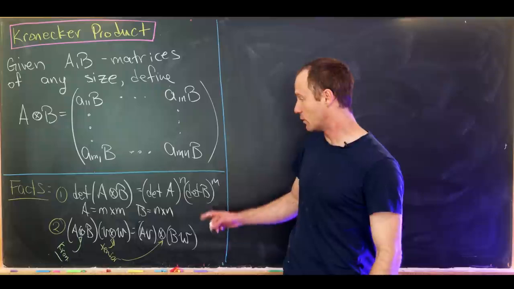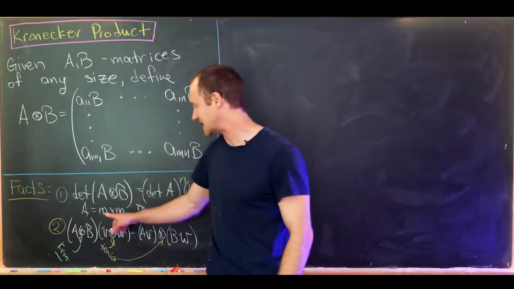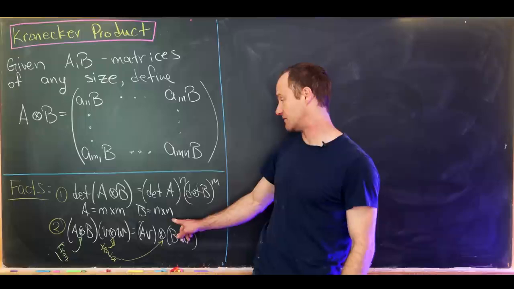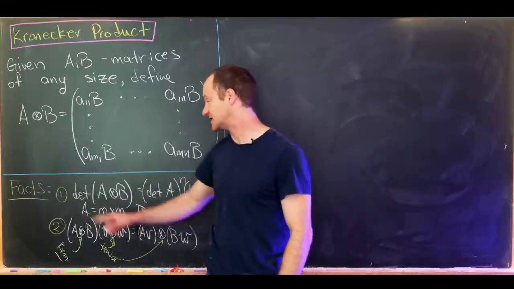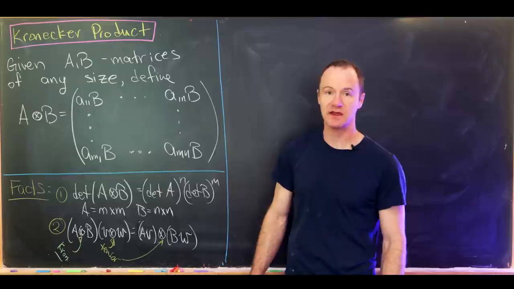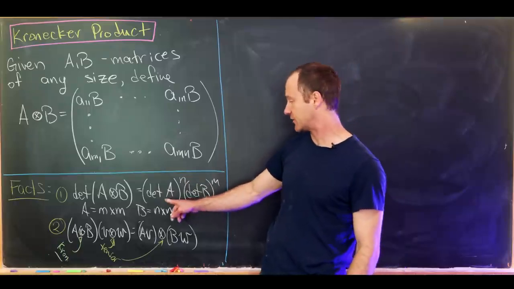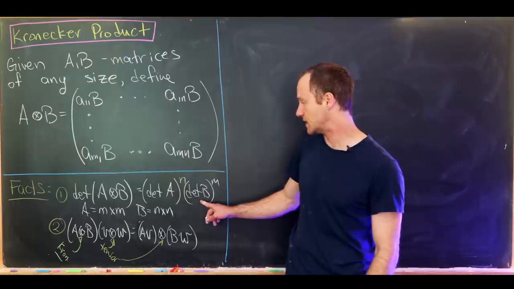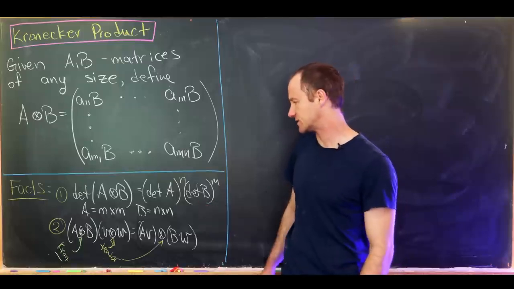Okay, so the result that we'll prove is that if A is an m by m matrix and B is an n by n matrix, then the determinant of the Kronecker product of A and B is the nth power of the determinant of A times the mth power of the determinant of B. So I think this is a pretty nice result.